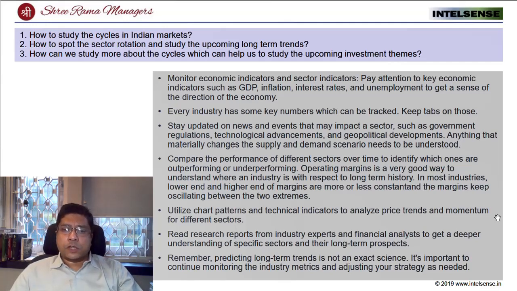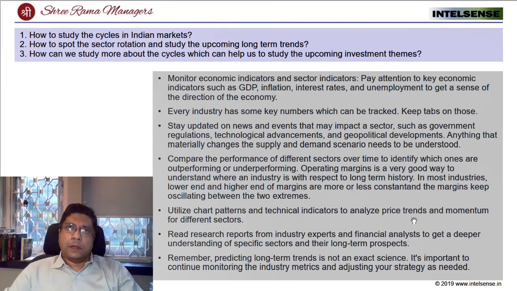And lastly, and most importantly, please understand that looking at long term trends is not an exact thing, right? You're never going to be completely right. So you will always need to monitor what is happening, and then keep updating and adapting, right? Sometimes you'll find that, just for example, we looked at IT, right?